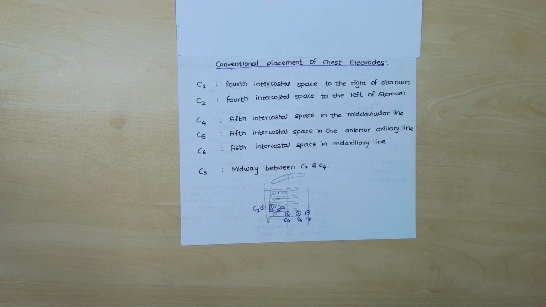Now we'll see the conventional placement of the chest electrodes. The C1 electrode goes into the fourth intercostal space to the right side of the sternum. C2 electrode goes to the fourth intercostal space to the left side of the sternum. C4 electrode goes into the fifth intercostal space in the mid-clavicular line. C5 electrode goes into the fifth intercostal space in the anterior axillary line. C6 electrode goes into the fifth intercostal space in the mid-axillary line. C3 electrode lies between C2 and C4.